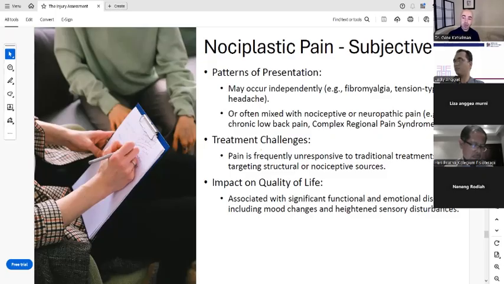So your patients may be saying, I've tried therapy many, many times. I've had this for a decade. I've tried all these different approaches and nothing has been working. When you hear that, that is another sign of potential nociplastic pain. And it's typically associated with significant functional and emotional disruption, including mood changes and heightened sensory disturbances.